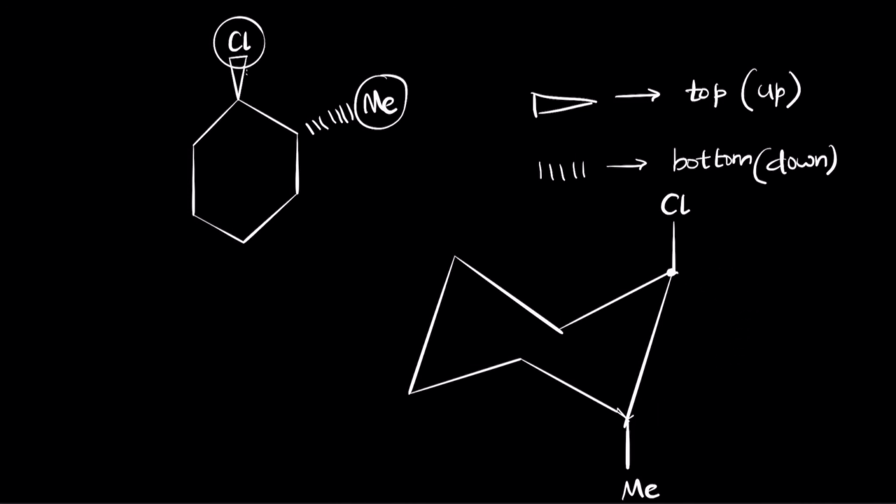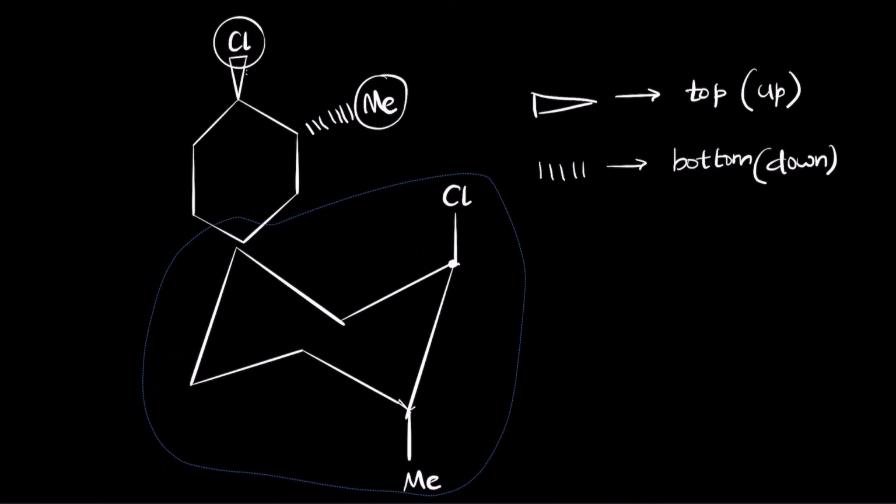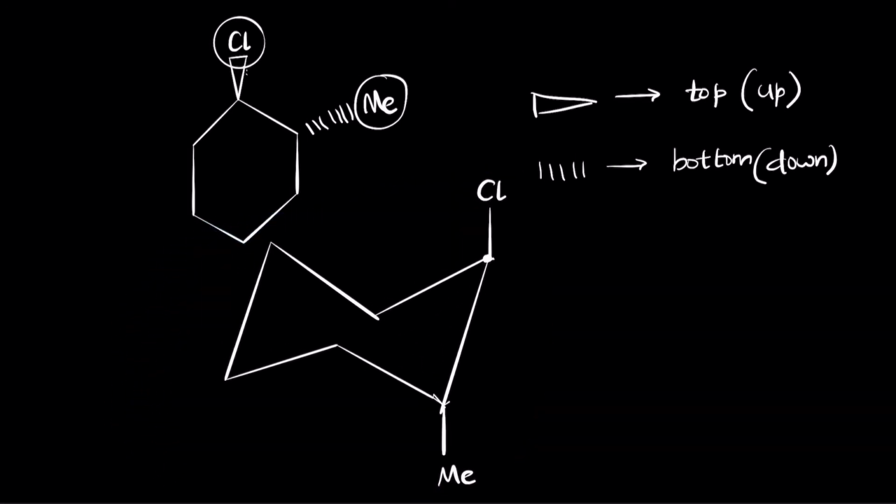Now what would be the other conformation for this same structure? What would be the other conformation for this exact structure? It would be to flip it. So this would come here, this will go here, and methyl will come here.